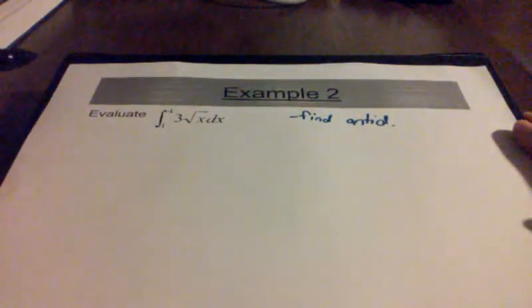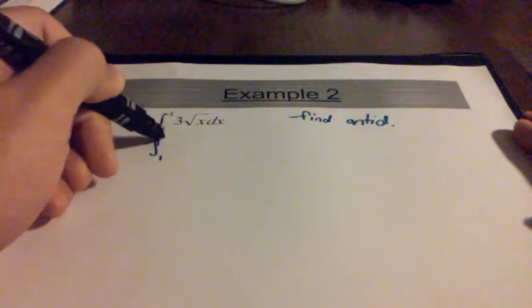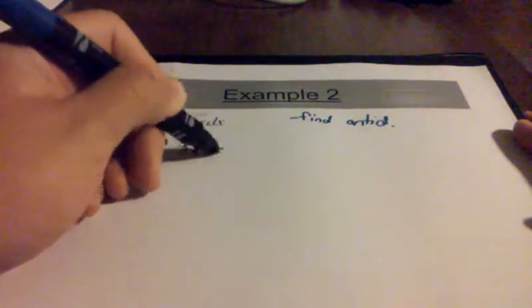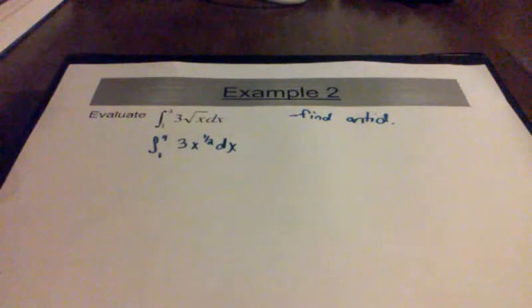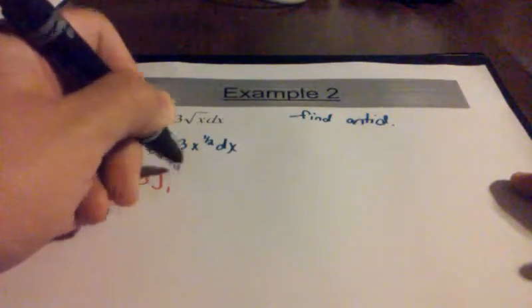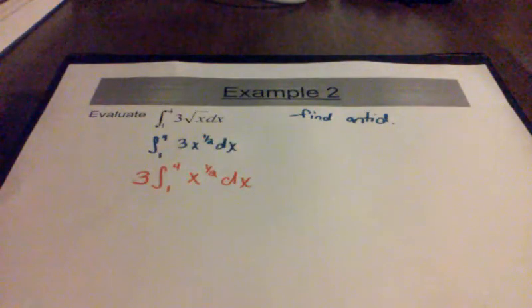antiderivative. Alright, well, I notice this is the square root of x, so I'm just going to rewrite this as a power. So I'm going to have 3x to the 1/2 power. And then I'm going to pull that 3 constant outside of the integral. So I'm going to have 3 on the outside. And now I'm going to have x to the 1/2 dx, which is what I want because I just want that power by itself. Because now I can use my power rule.